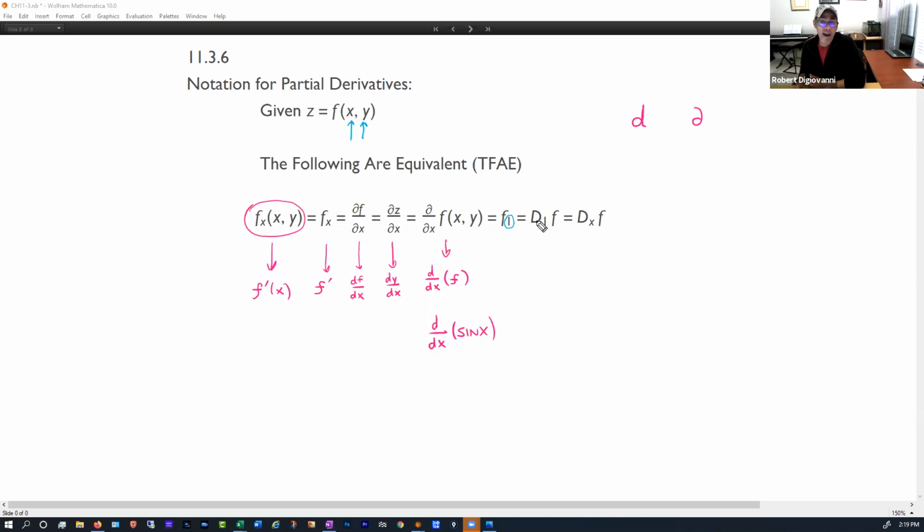Or you could write capital D with the subscript 1 of f. That would also mean the partial derivative with respect to x. Or you could write capital D with the actual x with the f. So there's all these different notations. They all mean the same thing.